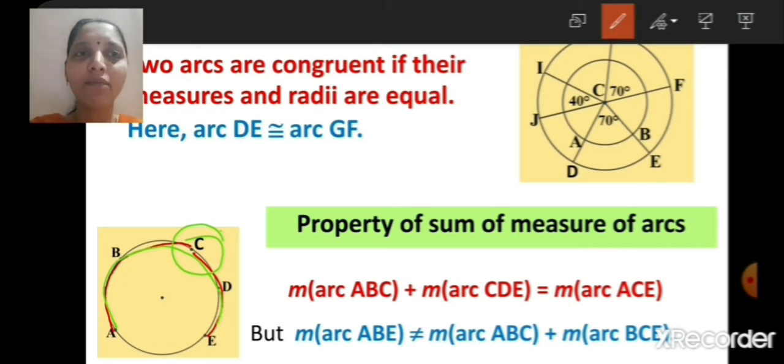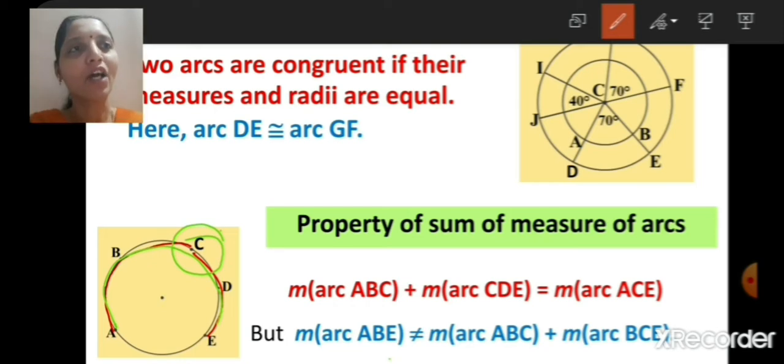You have to remember that only one common point should be considered. No two points can be taken as common. For example, if you add arc ABC and arc BCE, here both B and C are common, so this way we cannot do the addition of the arcs. Always remember, whenever you are adding any two arcs, only one common point should be there.